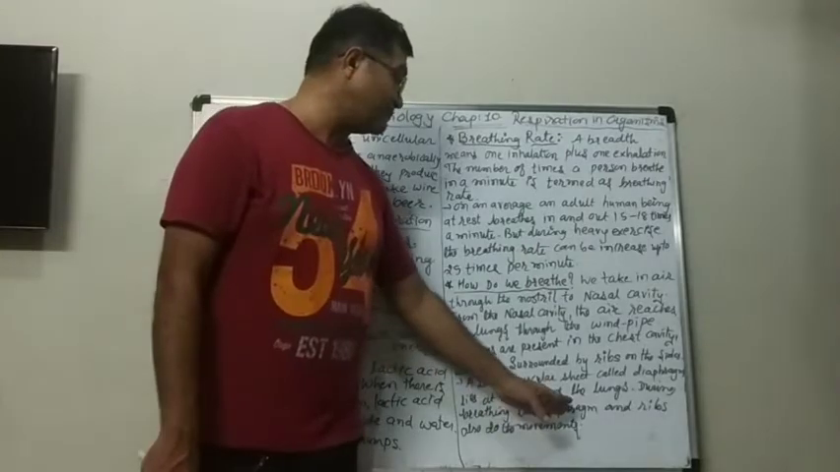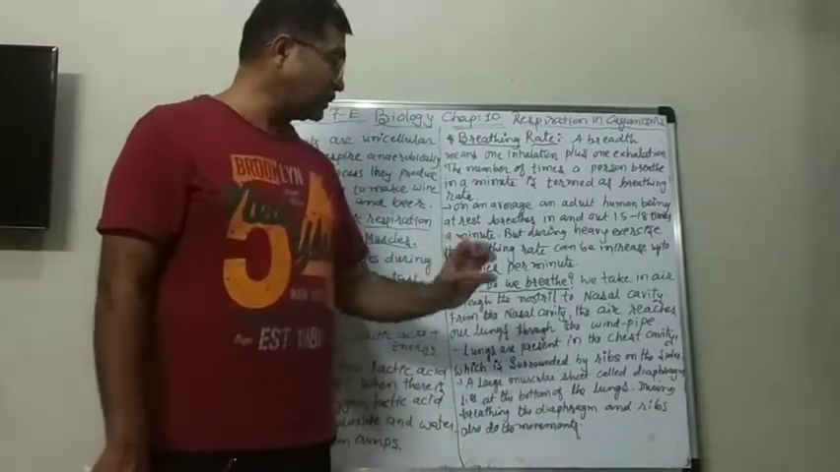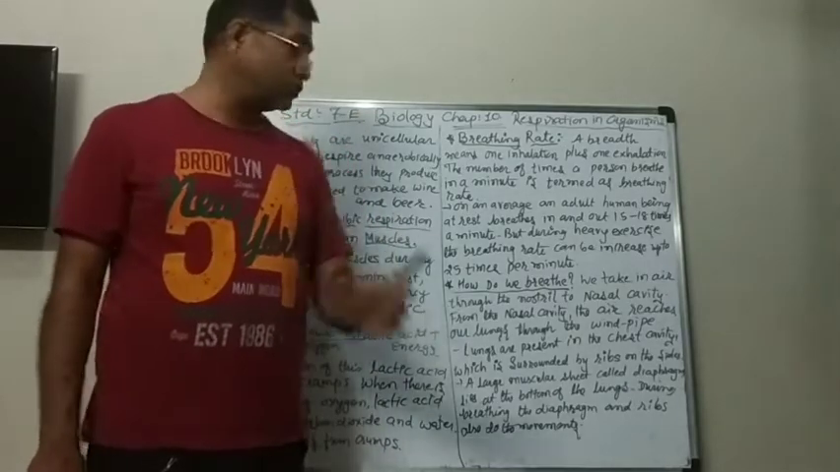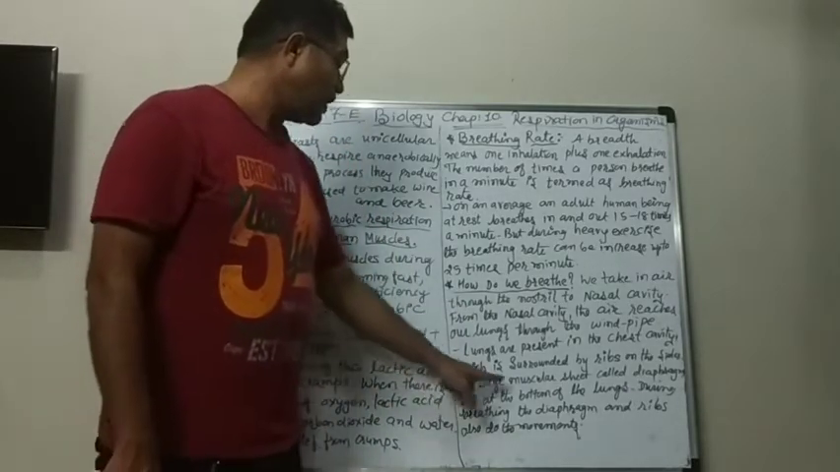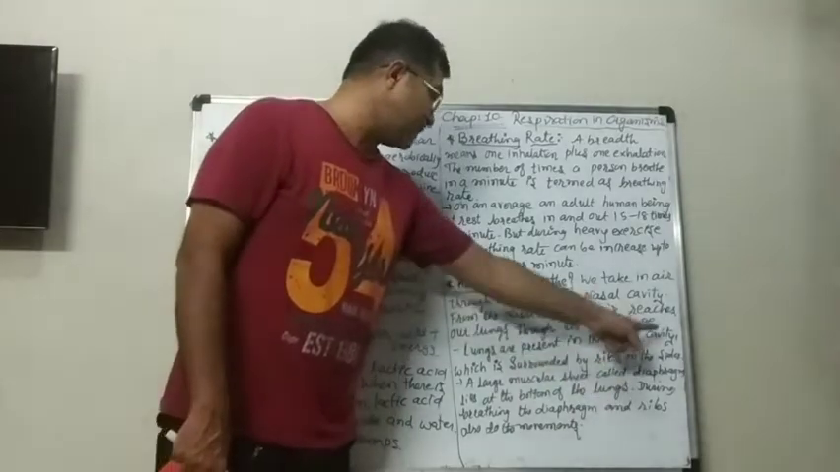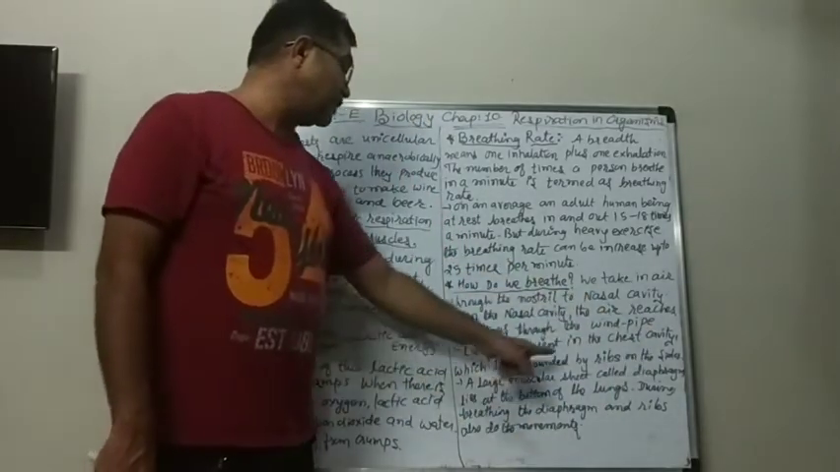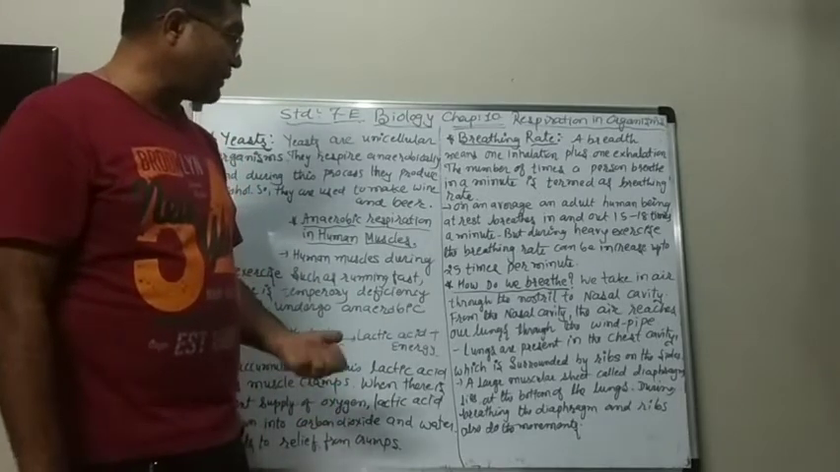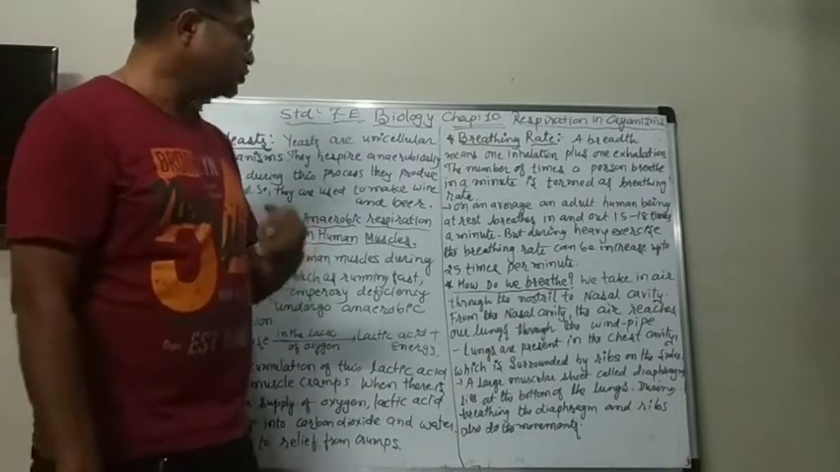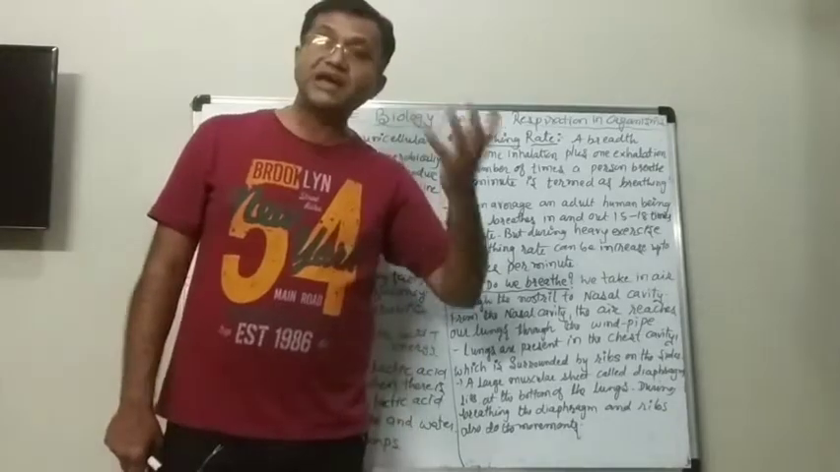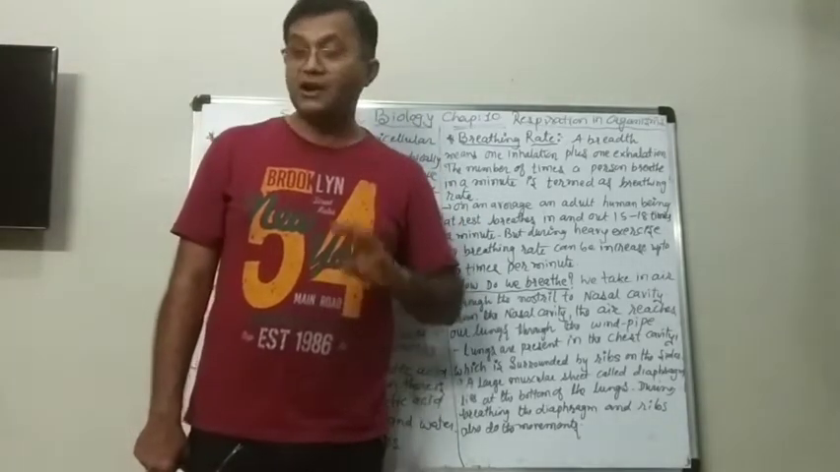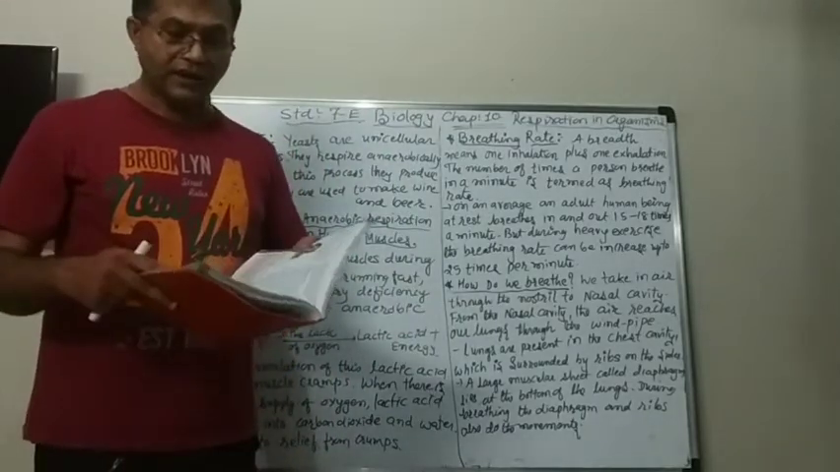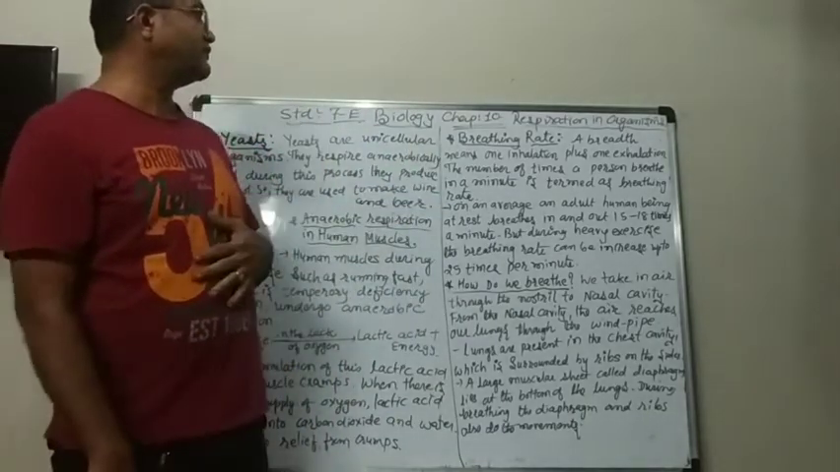But that diaphragm and the ribs also move when we breathe in. During breathing, the diaphragm and ribs do movements, and due to their movements it is possible to breathe in and breathe out also. So here we are going to stop our video.